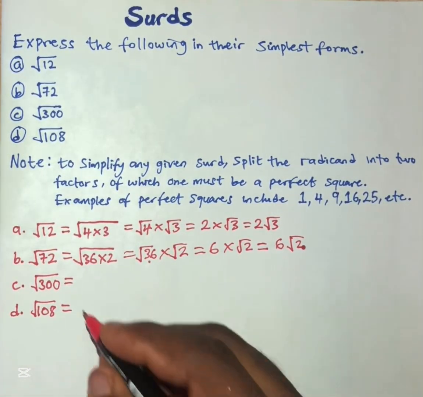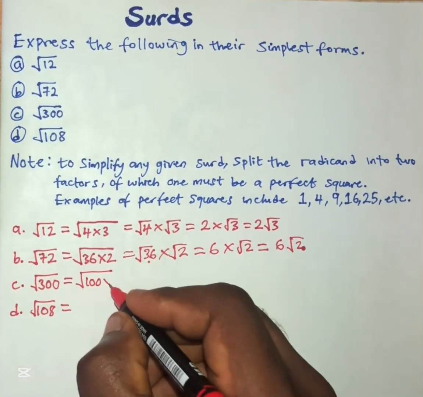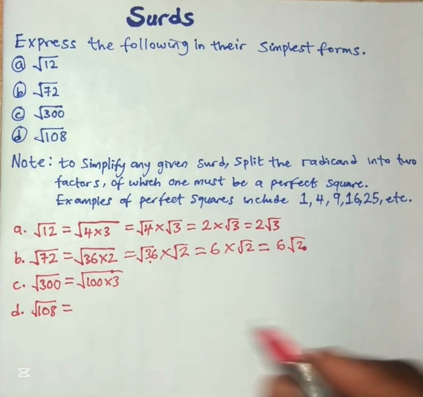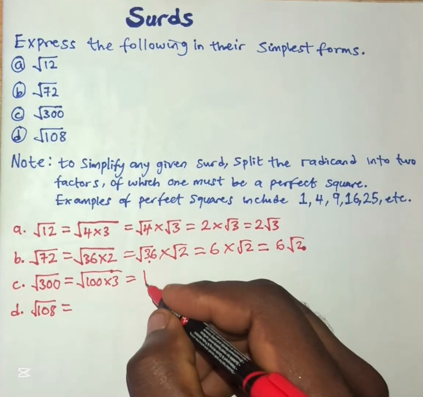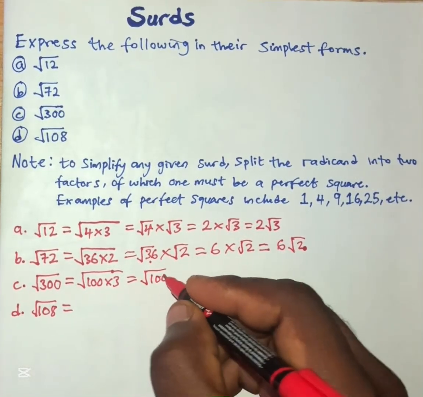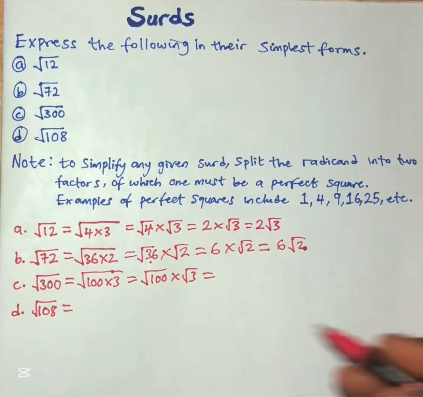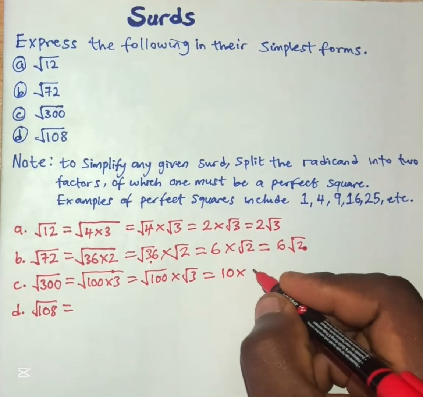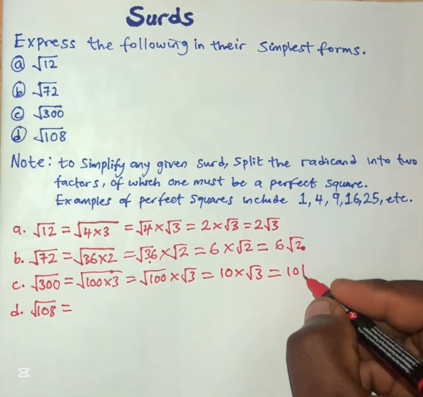I know that 300 is equal to 100 times 3. If I multiply 100 by 3, I'm going to have 300. And I can say that this is square root of 100 times square root of 3. And you know the square root of 100 is 10. So it will be 10 times root 3. And my result is 10 root 3.